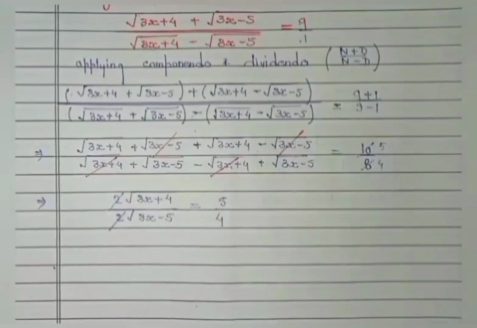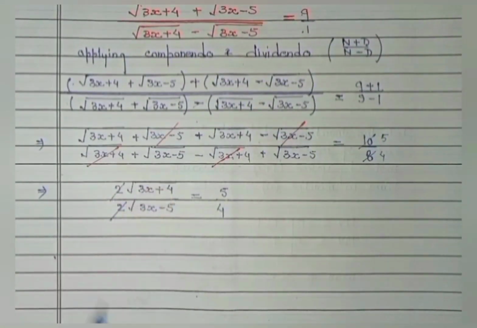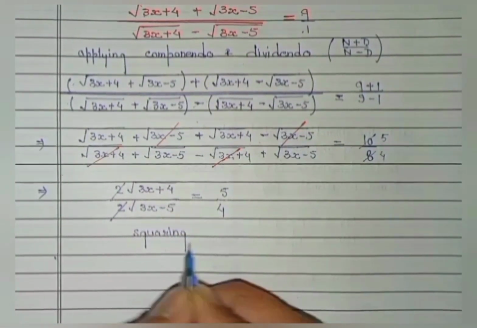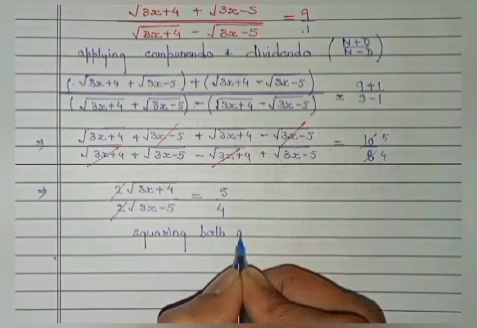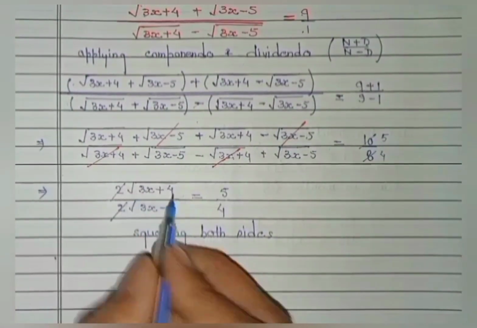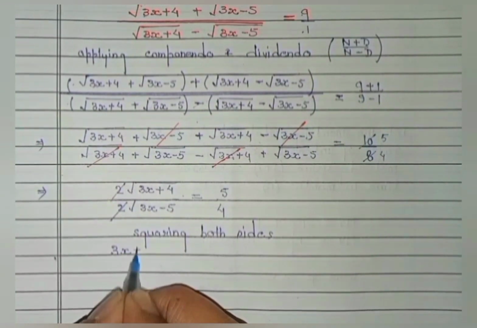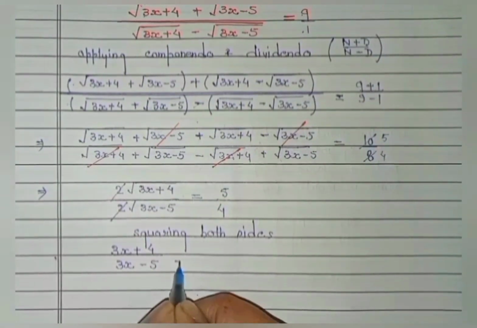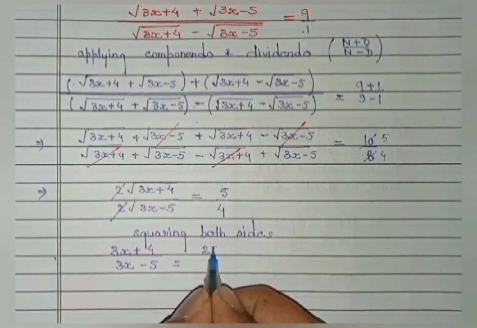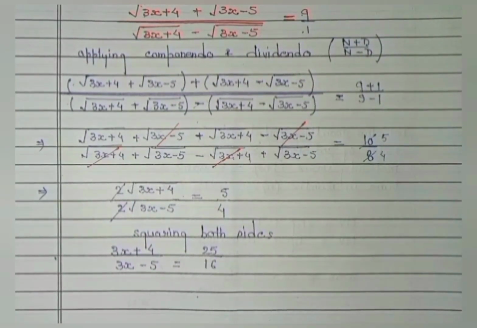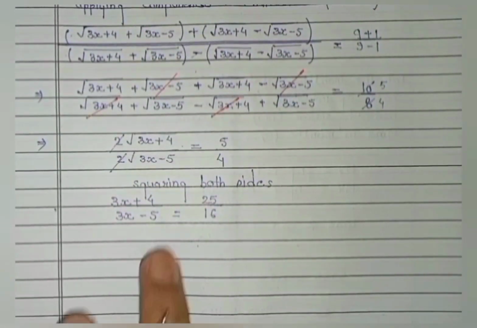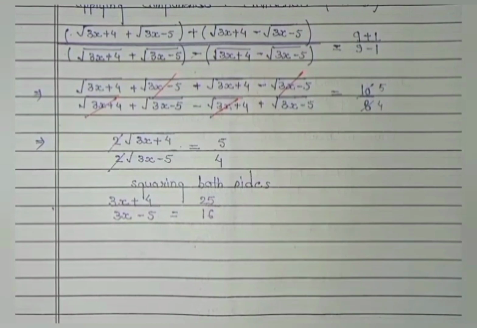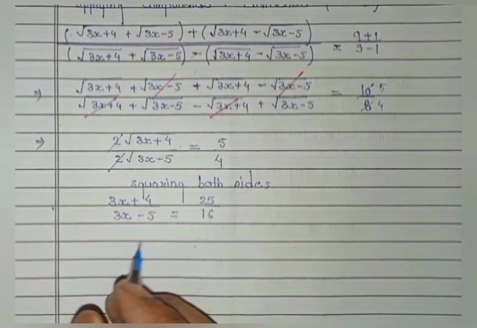Okay. Now we have to get the value of x, and x is within the root sign, so you will be squaring both the sides. Now when we square, you will be getting 3x plus 4 upon 3x minus 5. On the right side, when you take the square, you are getting 25 upon 16. Now one way of solving it is you can do the cross multiplication and get the value of x, or you can apply componendo and dividendo once more.